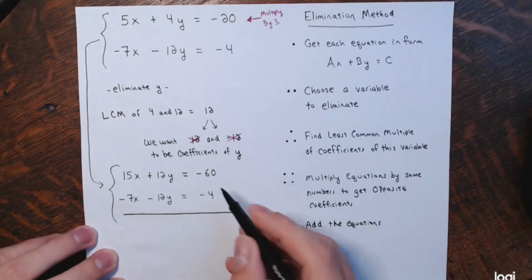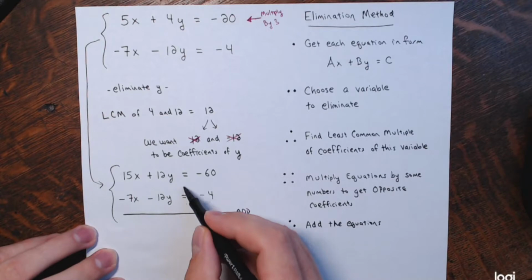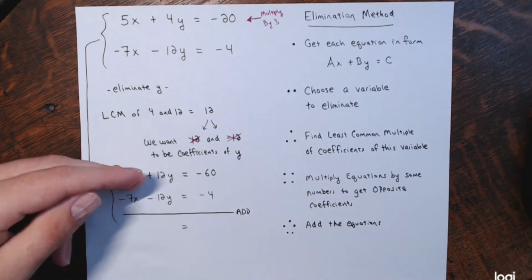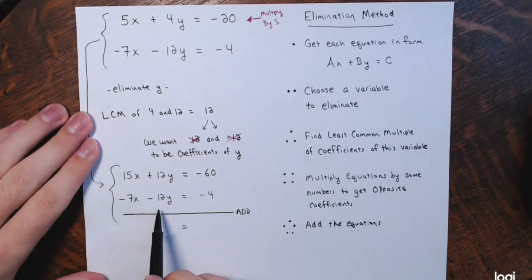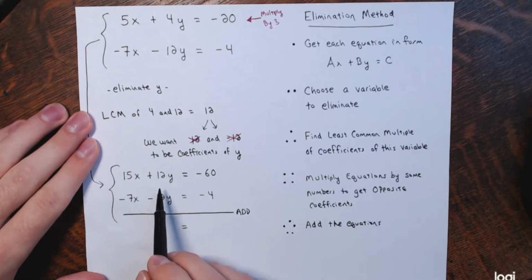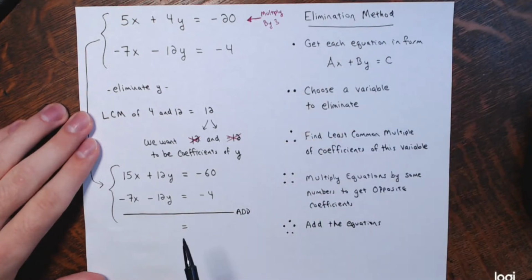So let's just add the sides. And the equal signs all line up. And you combine like terms on the left side and right side, adding. If the coefficients of one of the variables are opposites and you add them, they're going to have 0y. That's why this is called elimination. This eliminates y. And then I have 15x plus negative 7x, that'd be positive 8x. And then 0y, 12 plus negative 12, equals, and then negative 60 plus negative 4 would be negative 64.